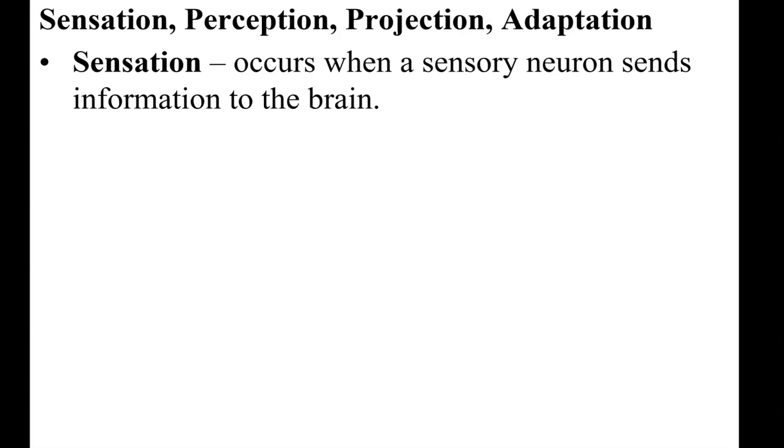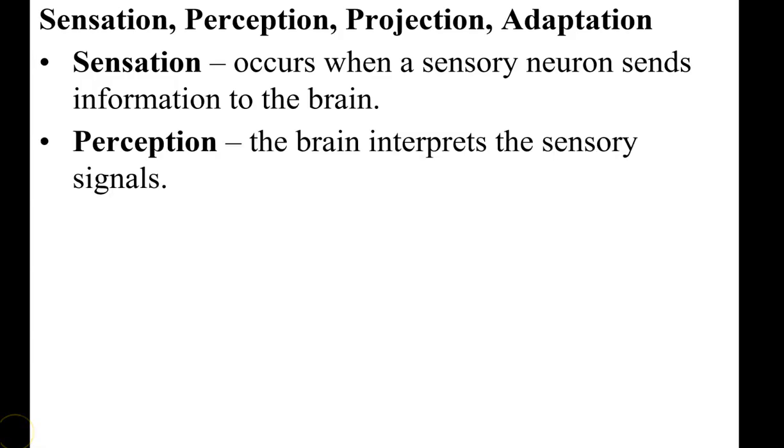Next, we're going to talk about sensation, perception, projection, and adaptation. So with sensation, this is going to occur when sensory neurons reach a threshold, and it results in an action potential that's going to cause the brain to become aware that the sensory event is happening. Perception is when the brain is able to interpret those sensory signals that are coming to it. For example, you might have the sensation of stepping on a tack, but perception is being able to perceive that that's what you just stepped on.